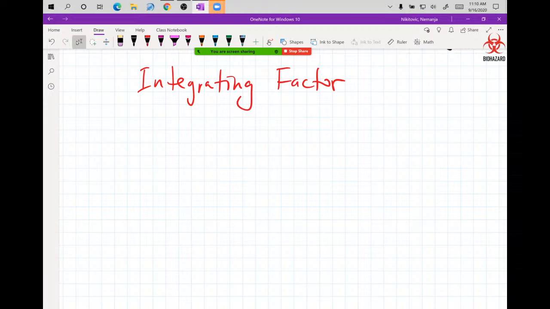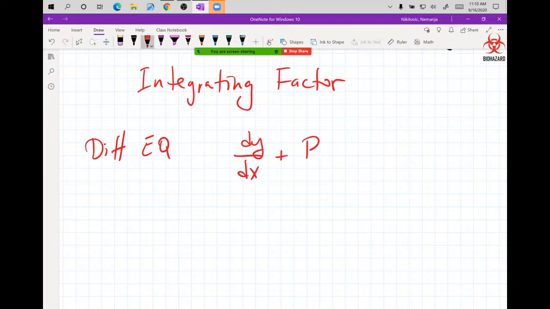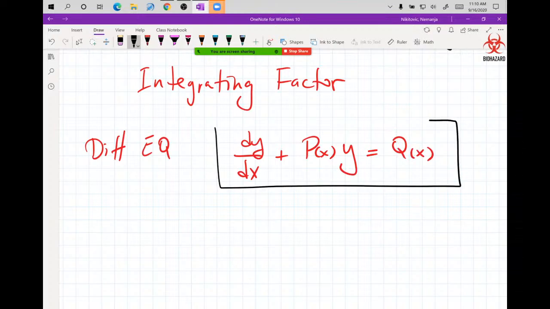Now, the way this goes is we are first going to say that our differential equation is going to be of the form dy over dx plus p of x times y equals q of x. So this is what the differential equation should look like, and hopefully you will be able to use this method to solve the differential equation that looks like this.